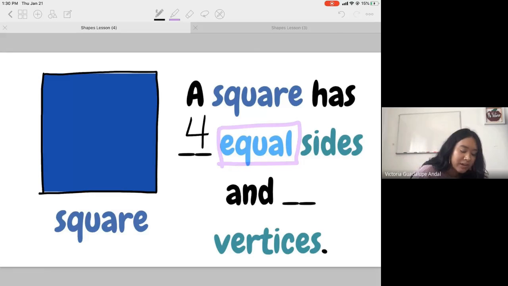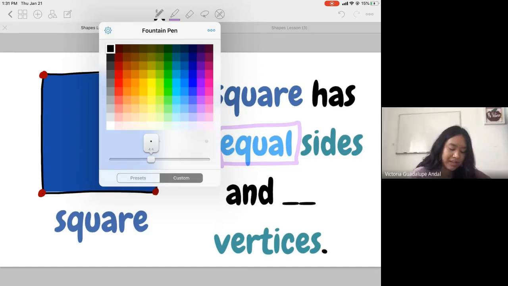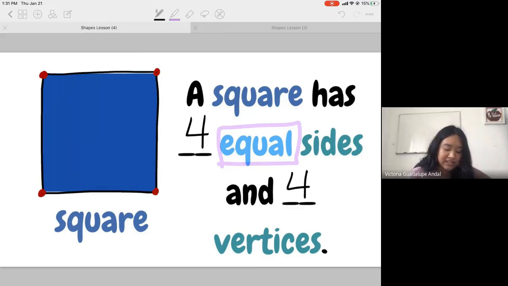So if our square has 4 equal sides, how many vertices does it have? Let's see. I have 1, 2, 3, and 4. Good job. So we have 4 vertices. If I read this out loud, it would say a square has 4 equal sides and 4 vertices. Can you say that with me? A square has 4 equal sides and 4 vertices.